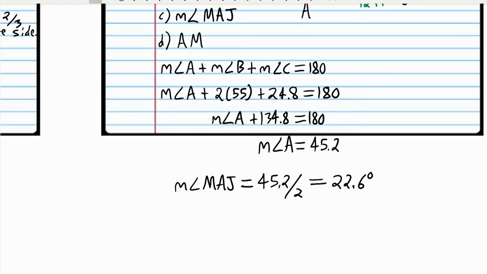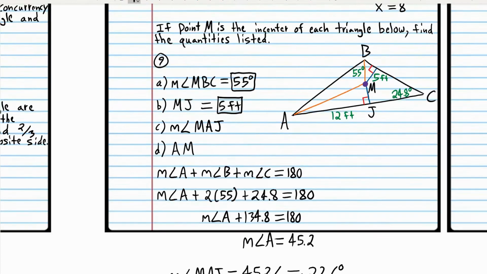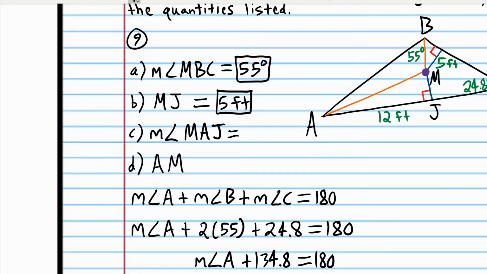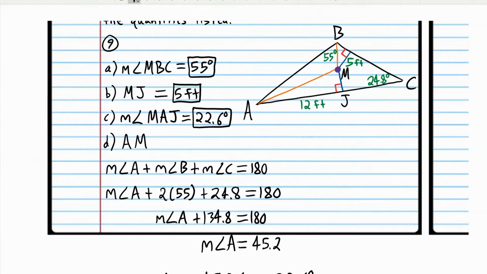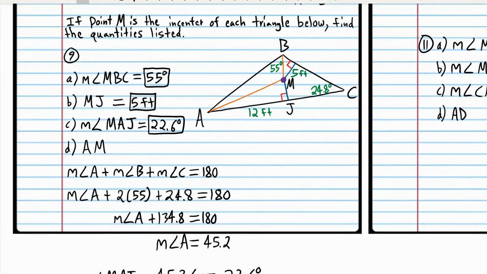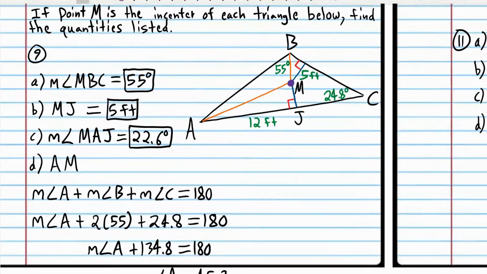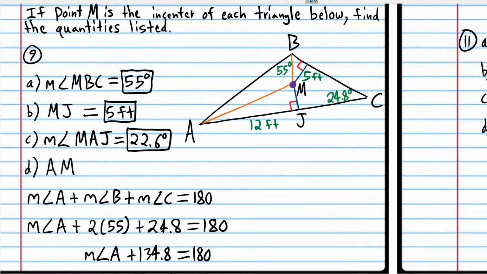So as you can see, we're just using the theorems, and it's kind of like a maze. We're trying to work our way through the maze. So 22.6. Now we just need to find AM. To find AM, we're going to need to pull out this triangle. It's a right triangle.